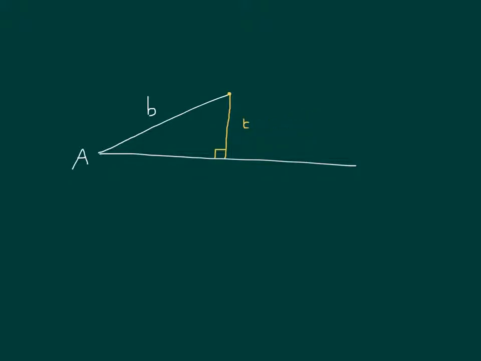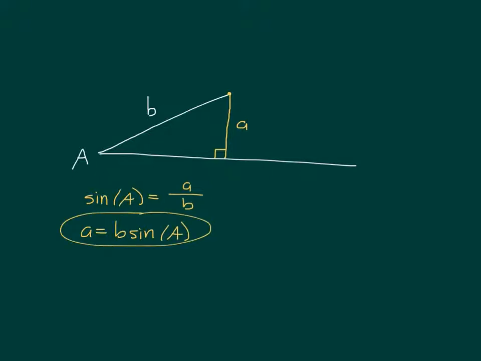Why is that? Because if we call this length a, because it's side a, assuming that's a right triangle, because by definition this has to be perpendicular, we would be able to say that the sine of angle A is A over B, meaning A equals B sine of A. Boom. So if that is the length of the side A they give us, that is going to mean that there is only one possible triangle.